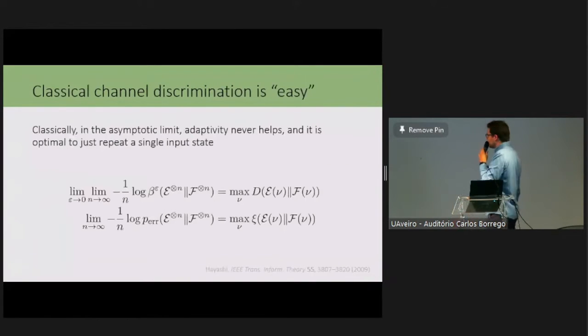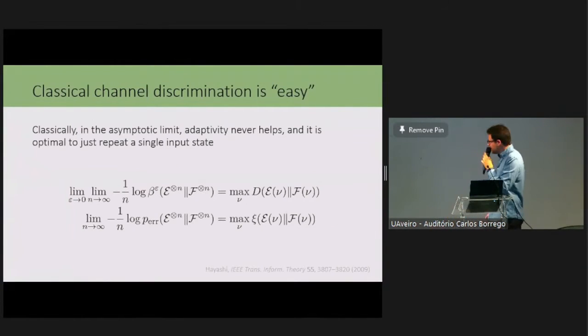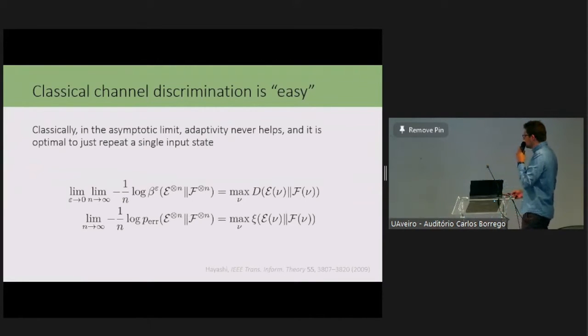It turns out that classically, the problem actually isn't that much more complicated than a state discrimination problem, just because asymptotically adaptivity never helps. So you never need that. And also for these parallel strategies, the optimal thing is to just pick one specific input state and feed it into every copy, and there's no correlation. I guess entanglement you don't have in the classical setting anyway. So classically this is simple, and the rate you get at the end is really just the same thing as for the state case, which is optimization of input states.